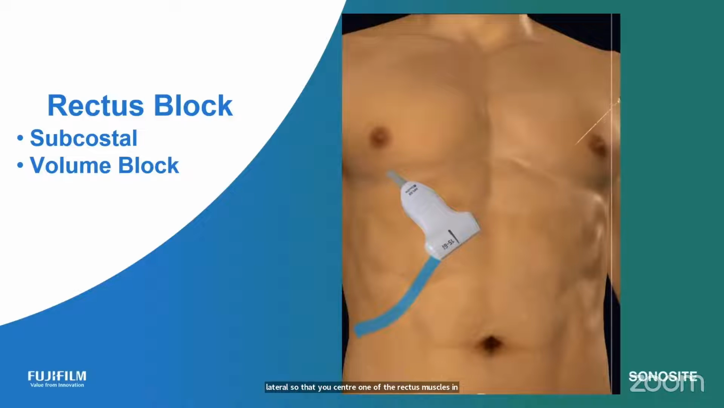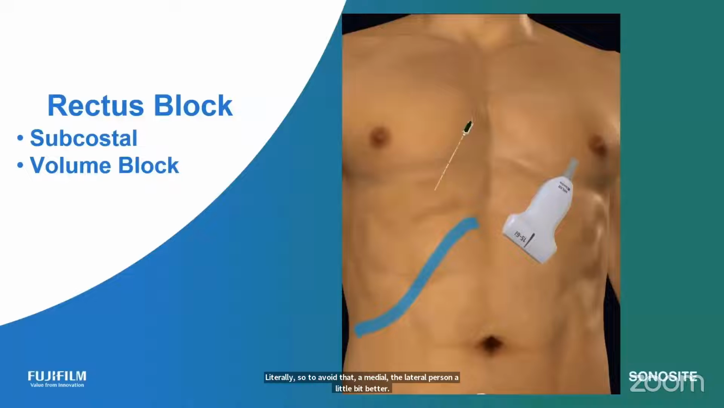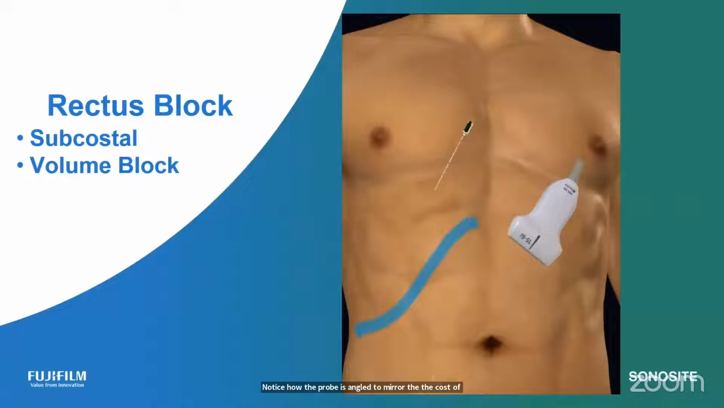And then for us, I always teach medial to lateral in-plane approach. I think there's some blood vessels you can get into there laterally. So to avoid that, a medial to lateral approach is a little bit better. Notice how the probe is angled to mirror the costal margin. It's not transverse across the belly, and that's done on purpose here. So you can just mirror the costal margin and use that as one of your landmarks.